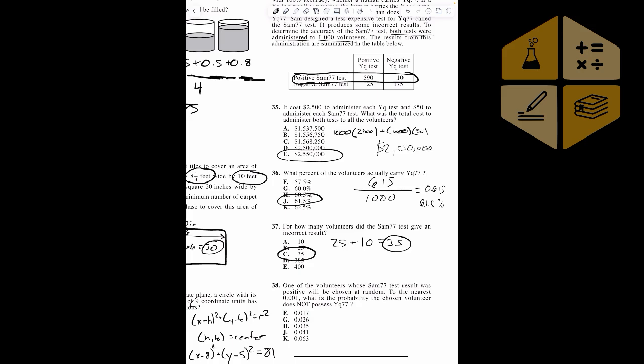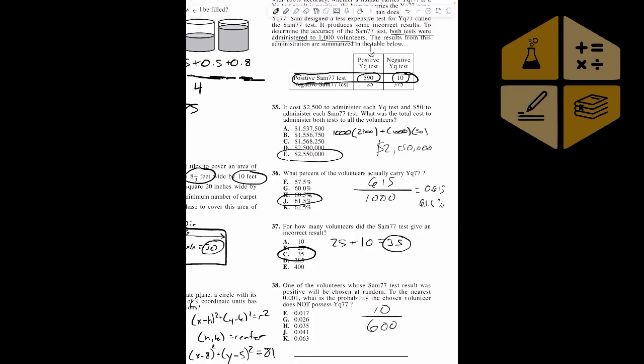Okay, well, we know that 10 out of these 600 people actually don't have YQ 77. So in a positive SAM 77 test, 590 of them are going to be correct because they're also in that positive YQ column, but 10 of them are going to be incorrect. So the question is saying to the nearest 0.001 is the probability that this person doesn't actually have it. So that would be the total number who doesn't have it, which is 10, and we divide that by the total number of people tested, which is 600.